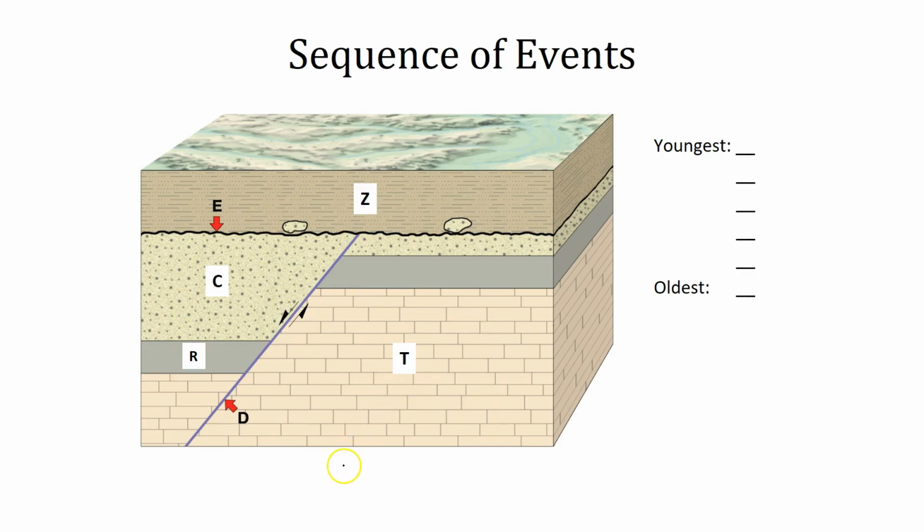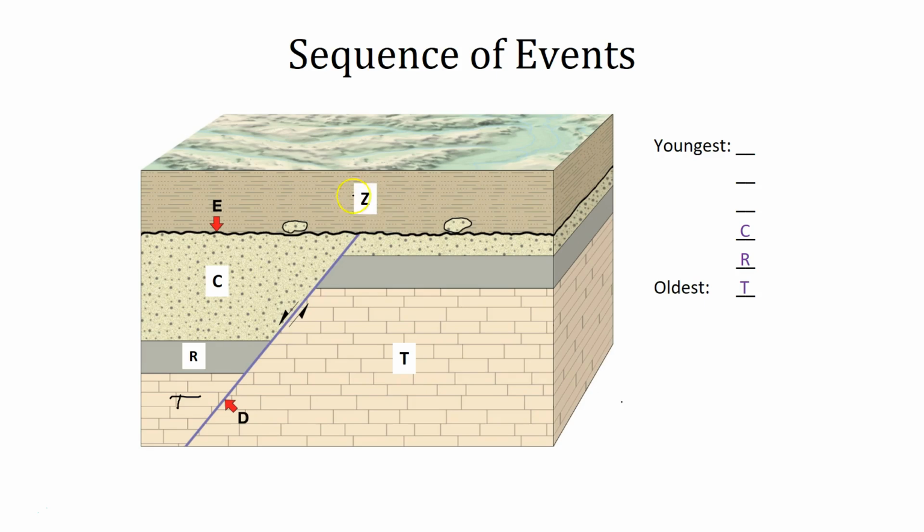Geologists always like to start at the bottom because our law of superposition tells us that in a sequence of rocks, the oldest rock is going to be at the bottom. Looking here, we have rock layers T, R, C, and Z. We have fault D and unconformity E. At the bottom of everything is rock layer T. I'll just make a little note: this is also rock layer T over here. On top of rock layer T, we have rock layer R and then rock layer C. So we had T, R, and then C.